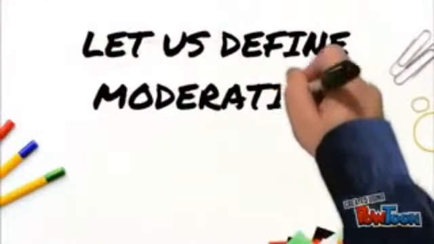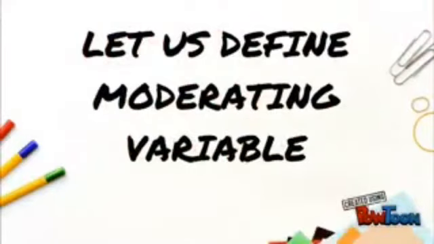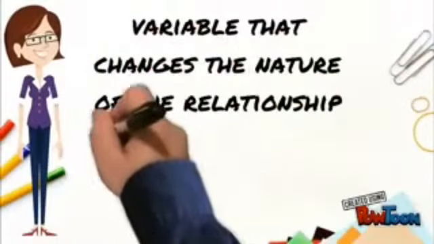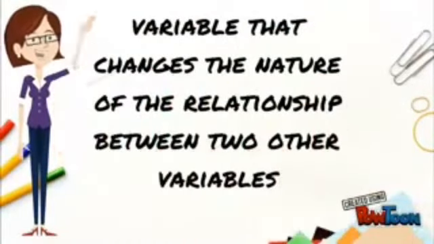Let us now define moderating variable. The effect of a moderating variable is characterized statistically as an interaction. A moderating variable is one that changes the nature of the relationship between two other variables. For example, the amount of time and effort a consumer spends choosing a pair of shoes. Logically, one might expect the larger the selection, the greater the time needed to make a decision.